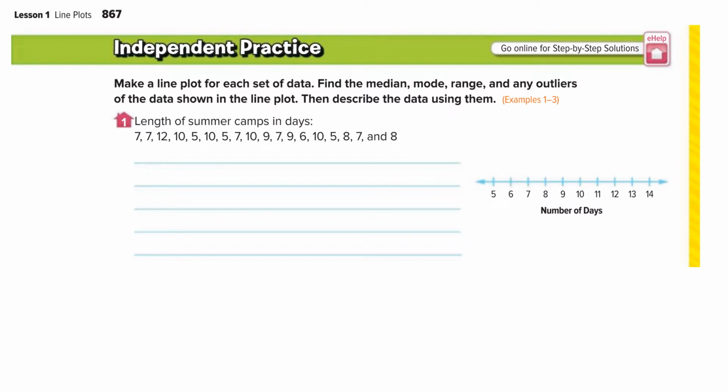Question number 1. Make a line plot for each set of data. Find the median, mode, range, and any outliers of the data shown in the line plot. Then describe the data using them.